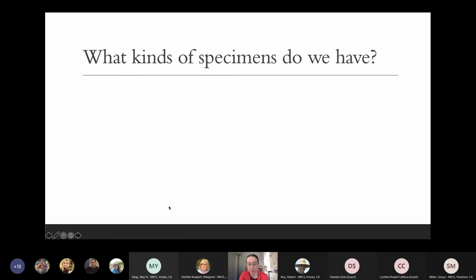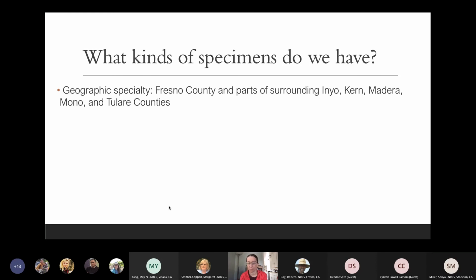Okay, so that just gives you sort of an overview of what is in the herbarium, and this is some more information about what kinds of specimens that we have at Fresno State. So out of our 35,000 or so specimens, the geographic specialty is Fresno County, and the adjoining counties like Inyo and Kern, some of the Central Valley counties. And what we've been able to calculate is that about 90% of our specimens are from California. We have about 8% from other US states, and these are all over the place. So they're not just like Nevada and Oregon.